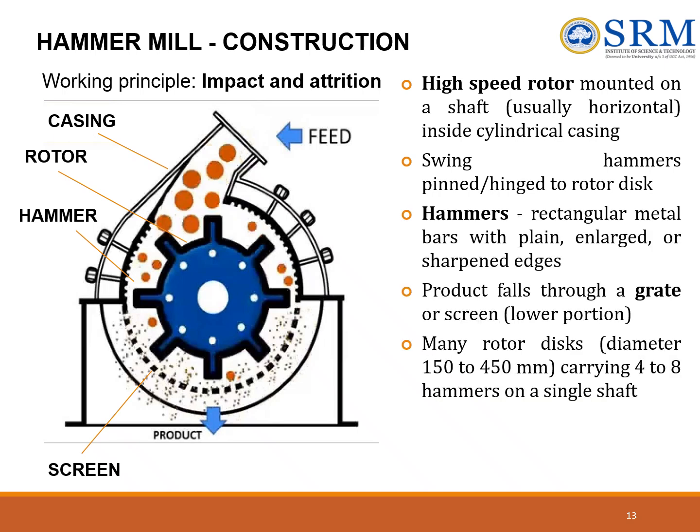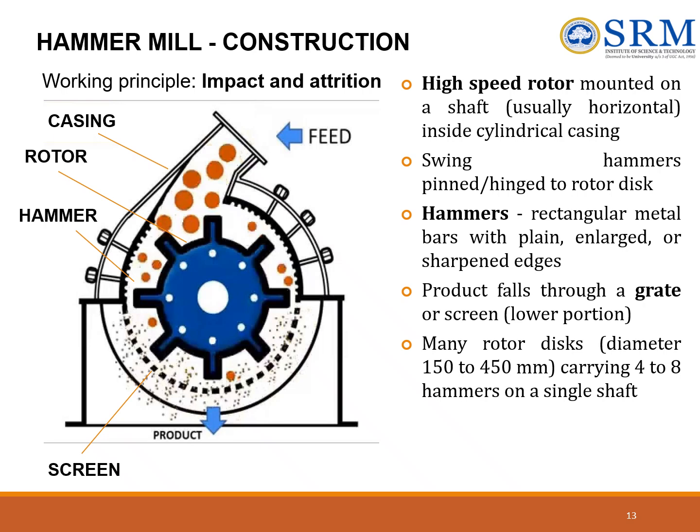It has a high speed motor mounted on a shaft, usually horizontal, with an inside cylindrical casing, and you have swing hammers which are pinned to the rotor disc. Hammers are rectangular metal bars with plain, enlarged or sharpened edges which move along with the rotor when it rotates at a certain speed. The product falls through the grating or screen to the lower portion. The rotor disc has a diameter of 150 to 450 mm, carrying 4 to 8 hammers in a single shot.